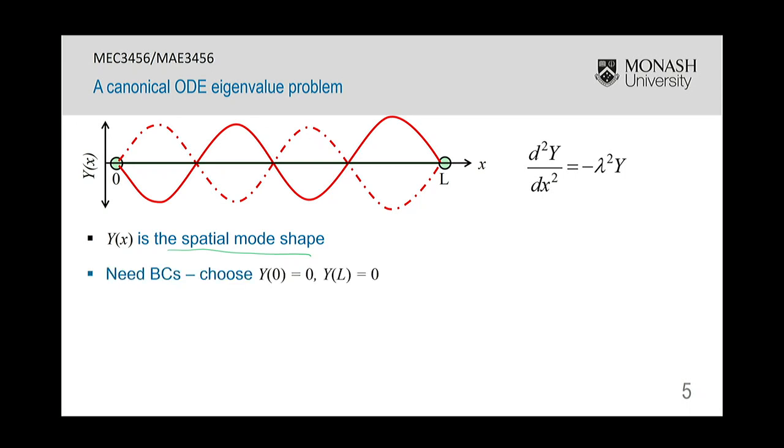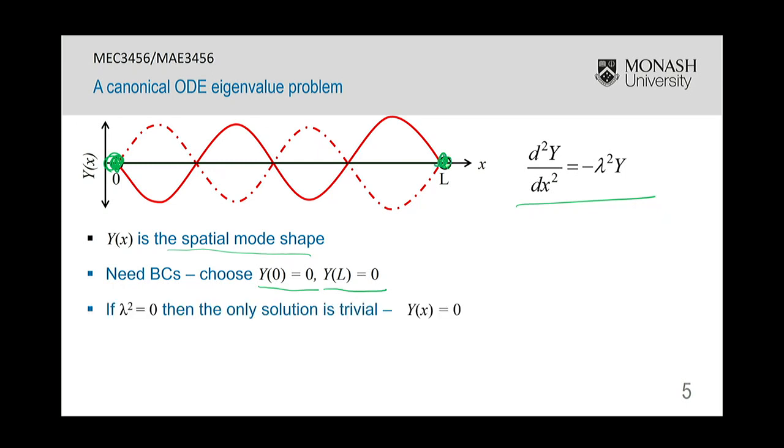Now we need boundary conditions for the displacement. So we're going to assume that the string has a length of L, and we're going to say it's clamped at both ends so that y of 0 is equal to 0 and y of L is equal to 0. So that represents that point on the left-hand side and that point on the right-hand side.